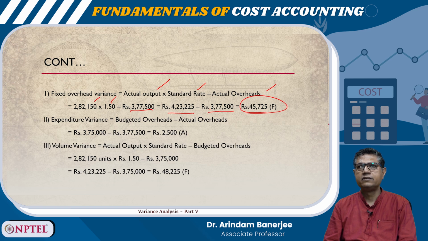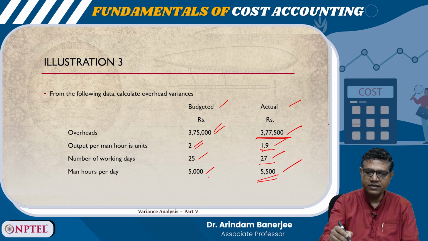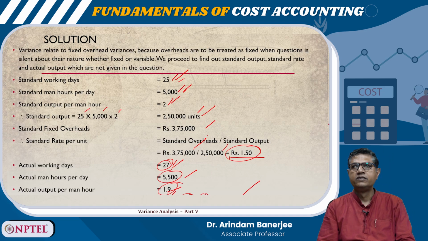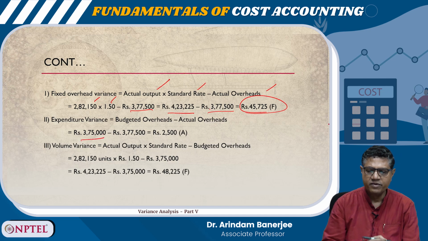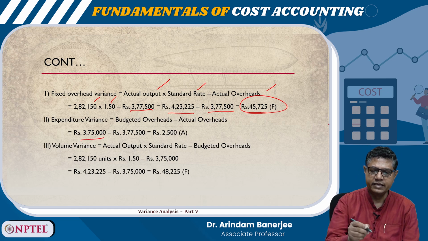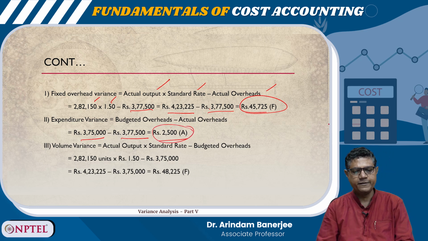Expenditure variance is budgeted overhead minus actual overheads. So, budgeted overhead is here, it is given, you see 3,75,000. So, budgeted overhead is given 3,75,000 minus actual overhead, it is 3,77,500, already we calculated. So, here the actual is more than the budgeted, so it is adverse, right.